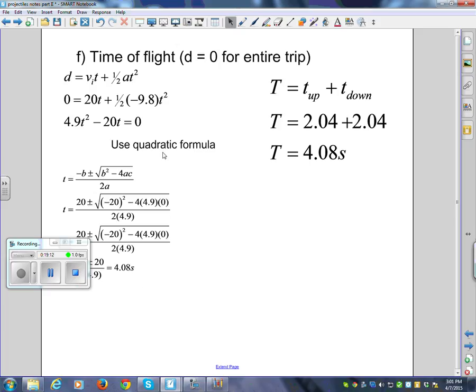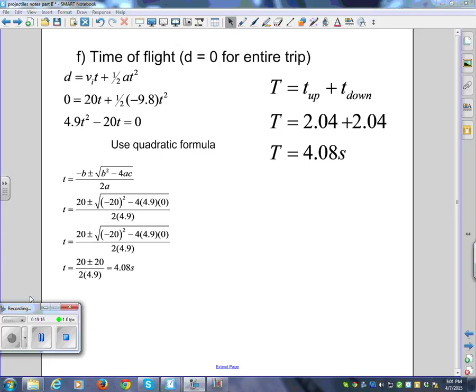And you don't have to write this down, just watch. You would get 4.08. Is this kind of what we did yesterday? Yep. It's exactly what we did yesterday, except we didn't have displacement of 0 yesterday. We had displacement of whatever the height of the cliff was. Yeah. And it was ugly, and you had to use the quadratic formula.